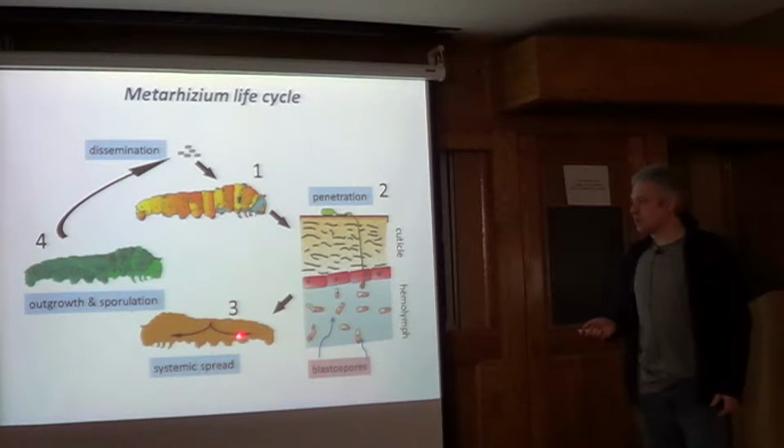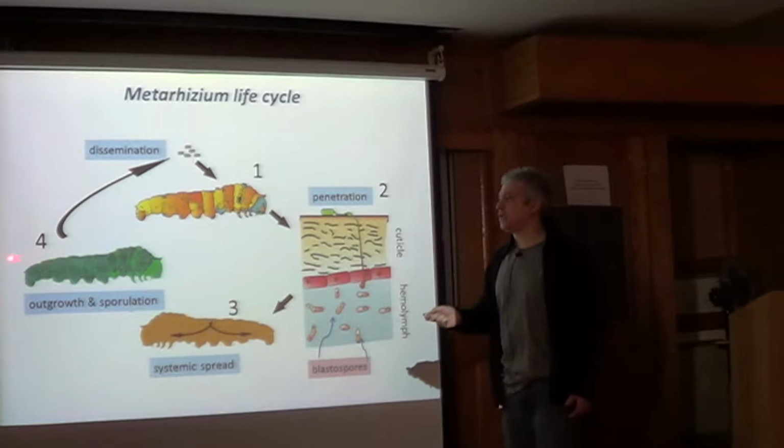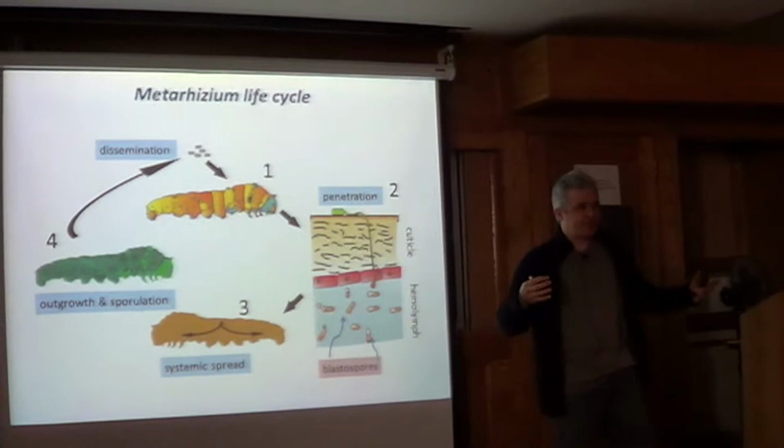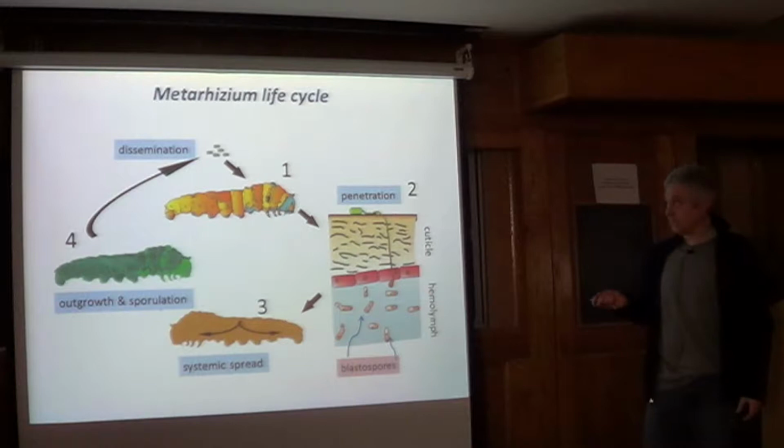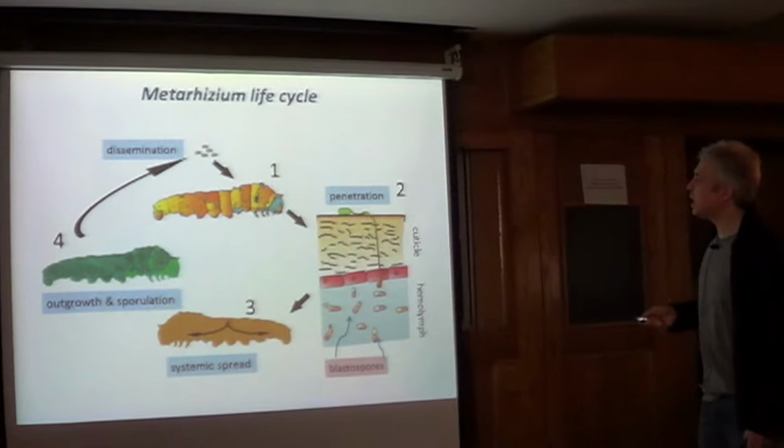Basically, when the insect is dead, the fungus grows back outside on the surface of the insect, and it sporulates. So you see these mummies covered in this, in the case of Metarhizium, green stuff. They are kind of gruesome to see. And then the cycle starts again.